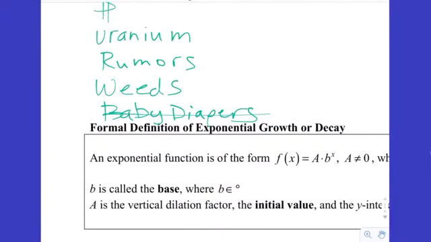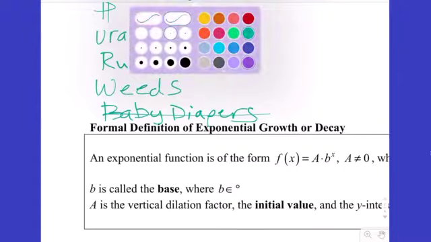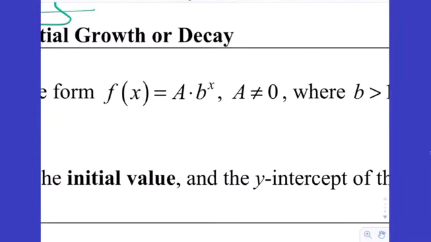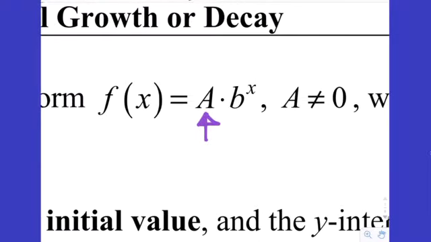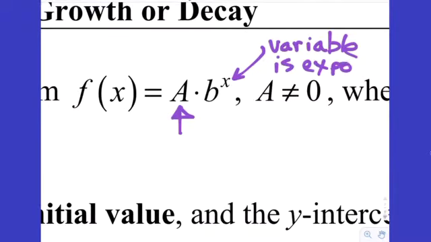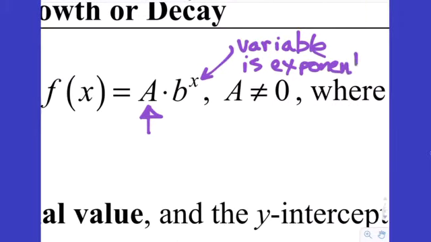Now, that was the intuitive definition. It grows at a rate proportional to the current amount. Here's the actual definition. An exponential function of the form f(x) = a times b to the x. This a is the same a from the standard transformation form. It's your vertical dilation factor. It's also going to be your initial amount. What makes it exponential now is you have a variable x in the exponent. The variable is the exponent, not the base. The base is a constant.